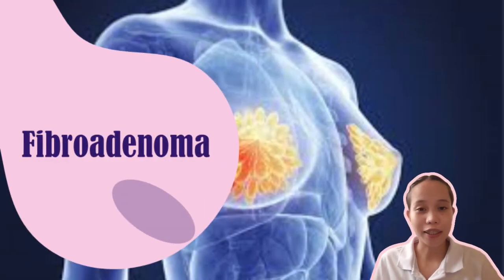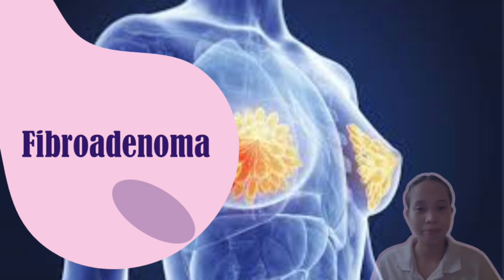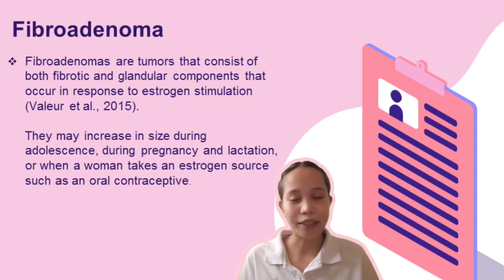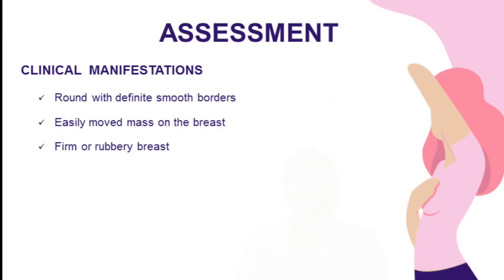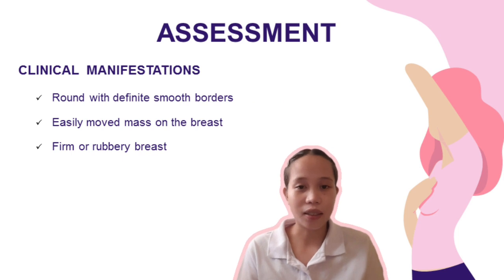So, the first disorder that I am going to discuss is the fibroadenoma. Fibroadenomas are tumors that consist of both fibrotic and glandular components that occur in response to estrogen stimulation. They may increase in size during adolescence, during pregnancy and lactation, or when a woman takes an estrogen source such as an oral contraceptive. A fibroadenoma is a solid lump that often causes no pain in the breast.